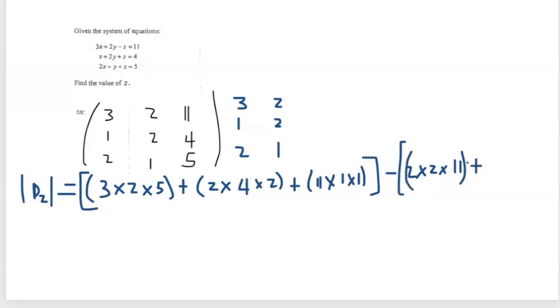Plus, then we're going to have 1 times 4 times 3. And finally, plus 5 times 1 times 2.